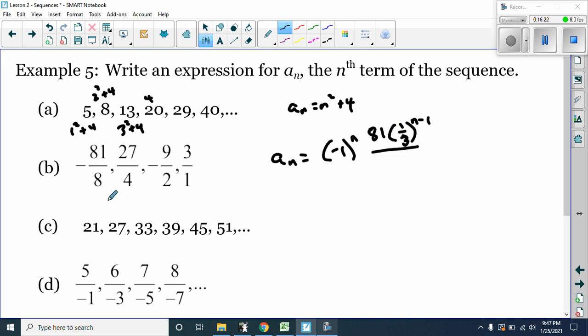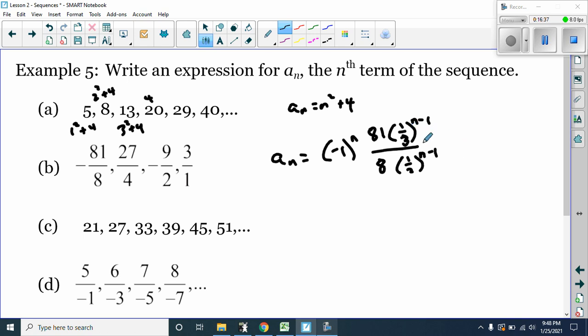On the bottom, looks like we are dividing by 2 each time. So we can do 1/2 to the n minus 1. Start with 8. This would be a fine answer.